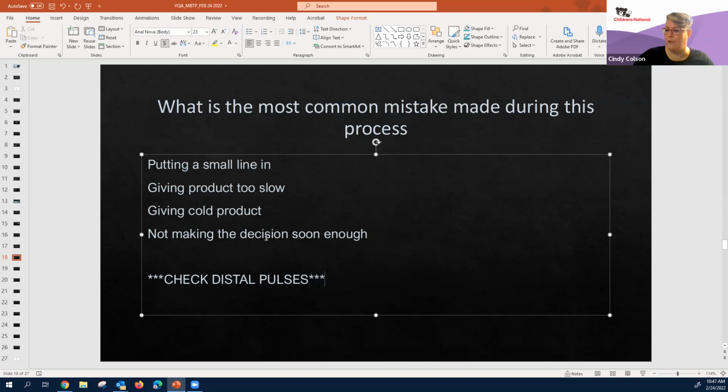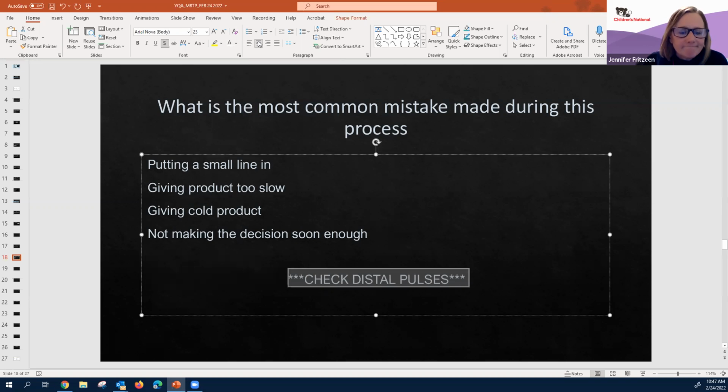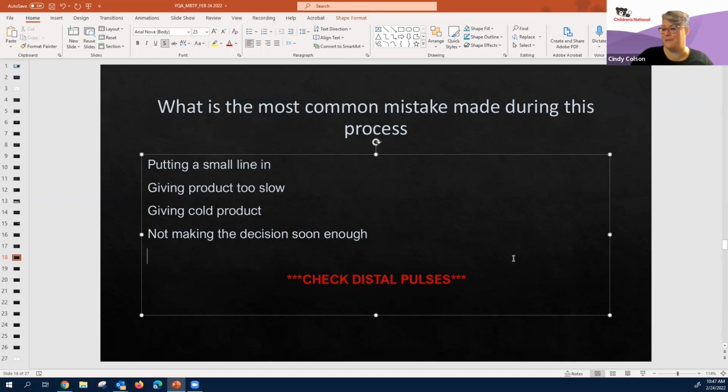I think that's a really good pearl. If you have distal pulses, you probably don't need the massive blood transfusion protocol. Agree. It's the first thing I touch when a kid rolls in: what do their feet feel like? Are they cold? And do they have a pulse? Yep.